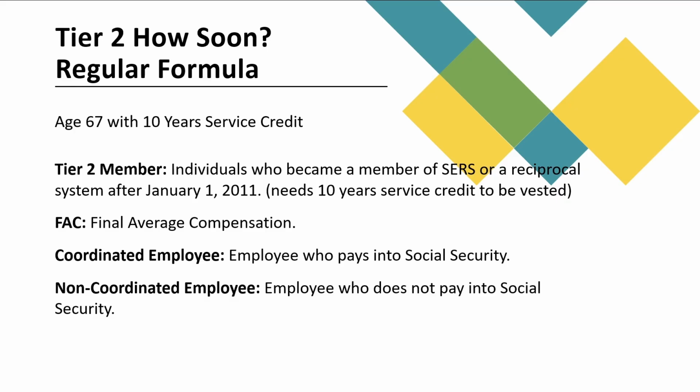Their FAC, or final average compensation, is calculated by the highest 96 consecutive months of earnings out of the last 120. And the status for coordinated and non-coordinated remain intact, meaning coordinated Tier 2 employees pay into SRS and Social Security. Non-coordinated employees pay into SRS only. They do not pay into Social Security.